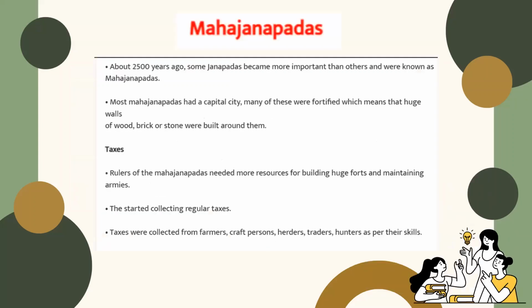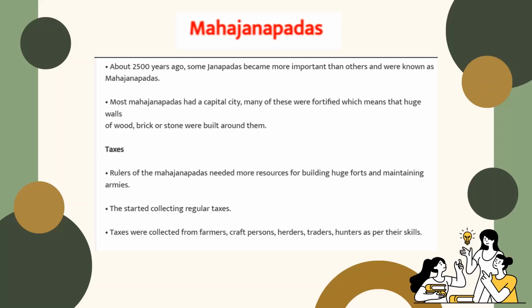All right, moving on. Let's talk about Mahajanapadas. Gradually over the period of time, some Janapadas became more important than the others, and they came to be known as Mahajanapadas. Most of the Mahajanapadas had their own capital cities, and they were usually fortified, which means huge walls of wood, brick, or stone were built around them.